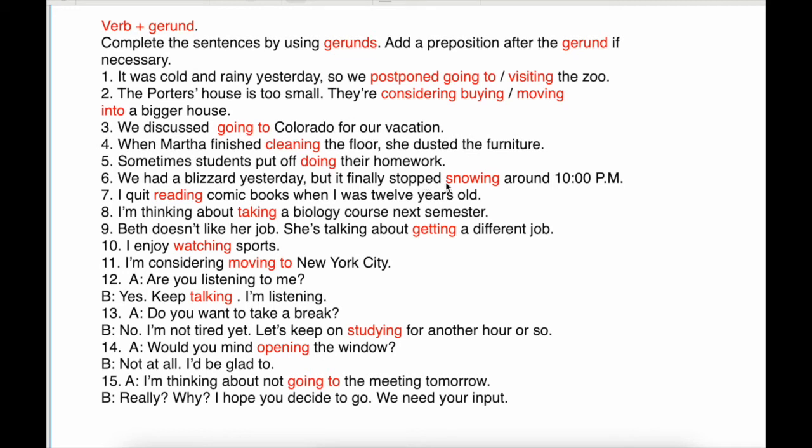But it finally stopped snowing around 10 p.m. Stop snowing. Kar yağması durdu sonunda. I quit reading comic books when I was 12 years old. Or I quit buying comic books. That's true also. I'm thinking about taking a biology course next semester. Or you can say, I'm thinking about not taking, almamayı.